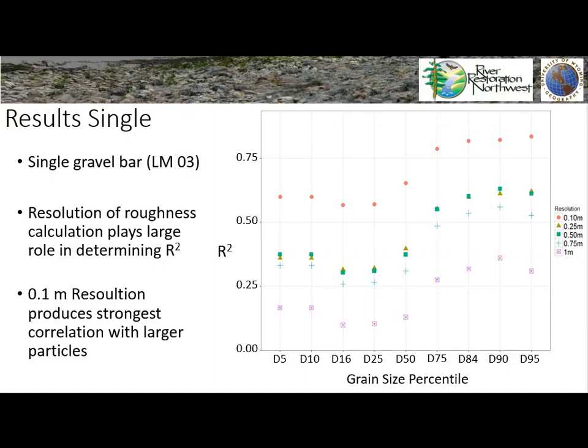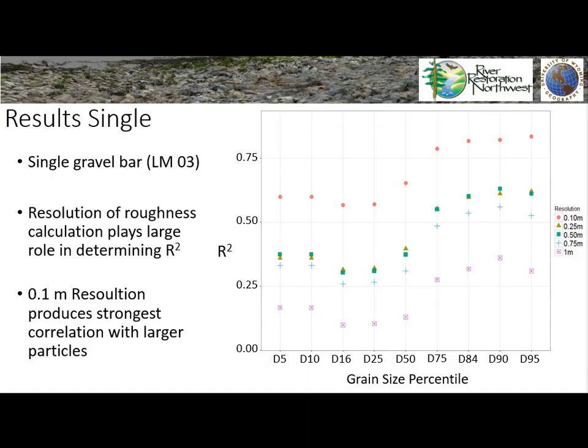So let's look at one single gravel bar. This is that Lower Merced bar number 3 that we were looking at in some previous slides. What you're going to see here is the R² value, or the goodness of fit for our linear regressions, on the y-axis. And on the x-axis, we have the different grain size percentiles that we're measuring. The different color and symbols represent the different resolutions of our TopCat roughness model.